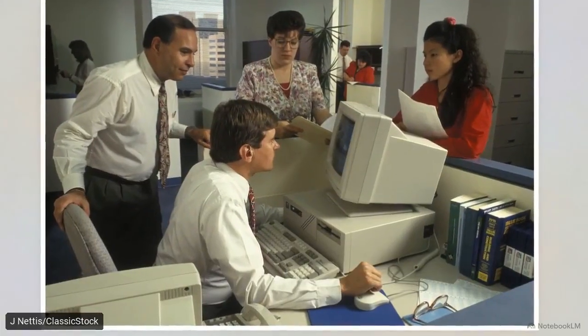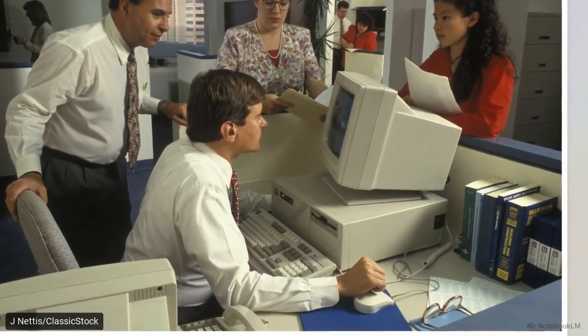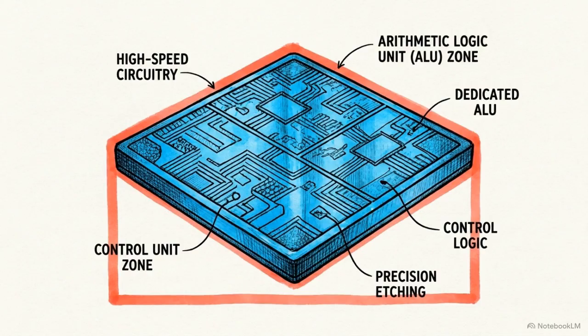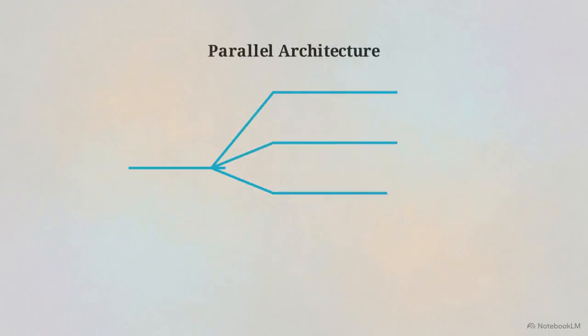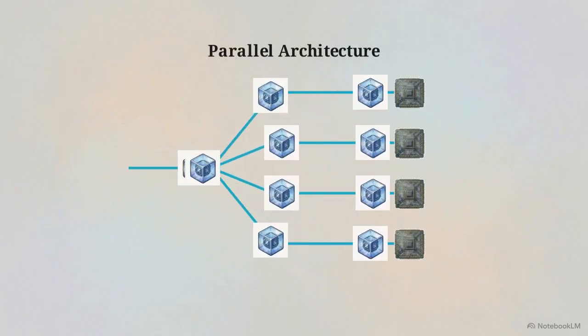Engineers realized they could no longer force a single processing unit to run faster. They had reached the physical limits of sequential execution. To keep improving performance without destroying the hardware, chip designers abandoned raw speed in favor of parallel architecture.